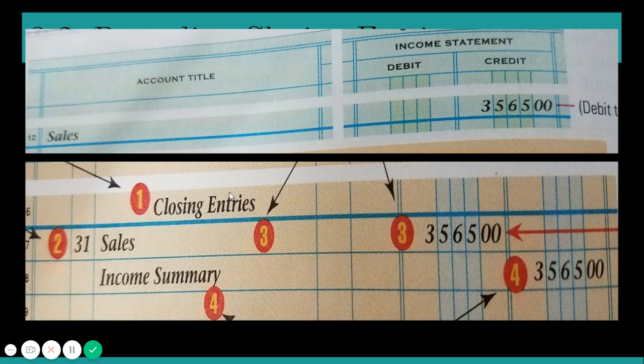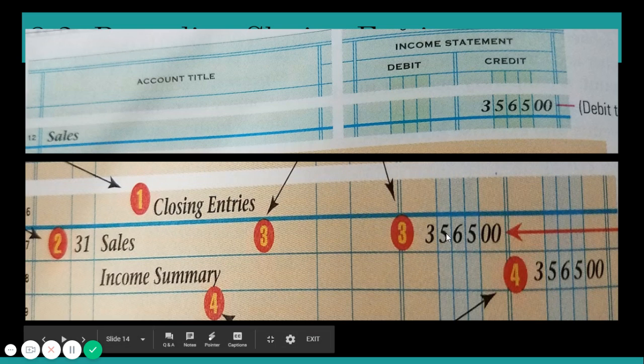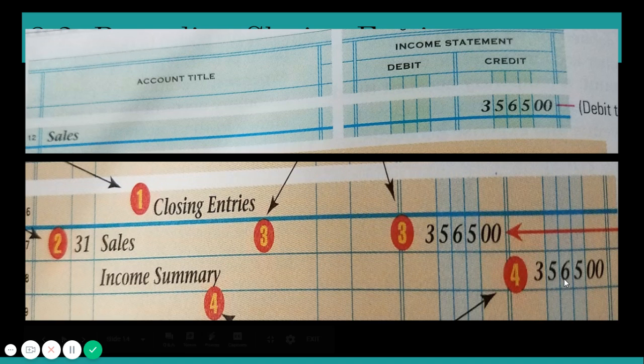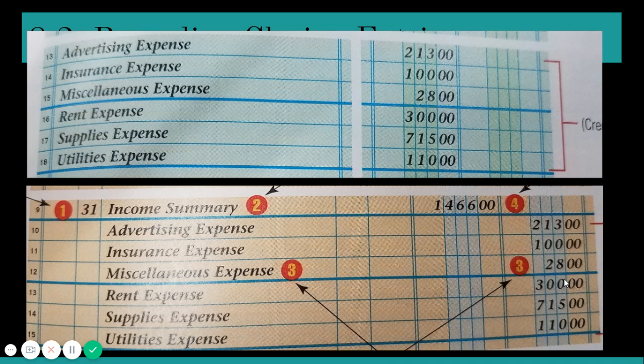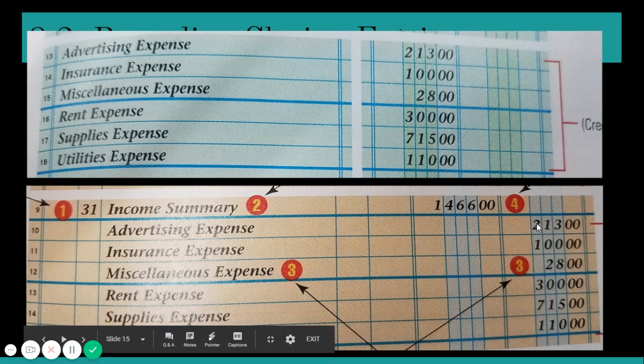So we would label it closing entries. Then we write down our sales, take our sales amount here, bring it down, and then close it out to our income summary, so it just goes to our income summary. Same with our expenses. First, we list all our expenses. The total of our expenses would be the amount for our income summary.